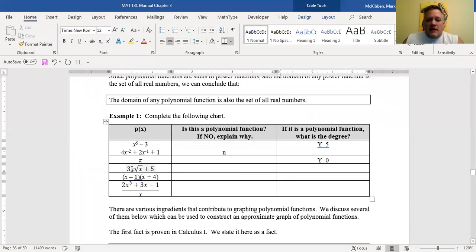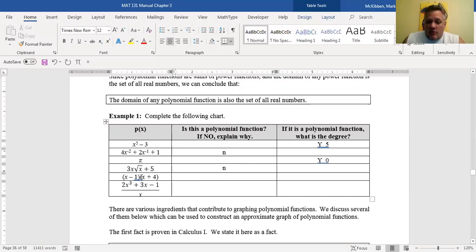This guy is not a polynomial because you have a square root term, right? And so the domain of this function, notice, is everything that's non-negative, but the domain of any polynomial is all reals. And so that's no, because the power of x that you have here technically is 3/2. That's not an integer.